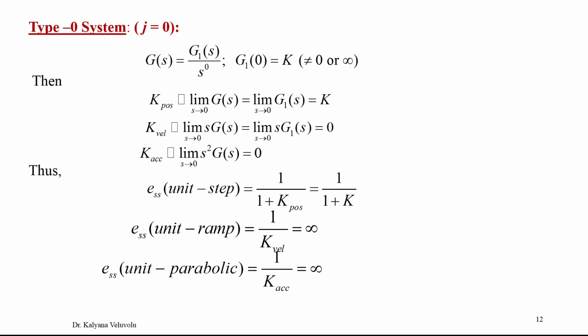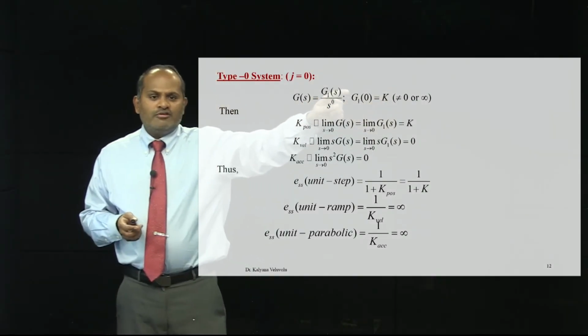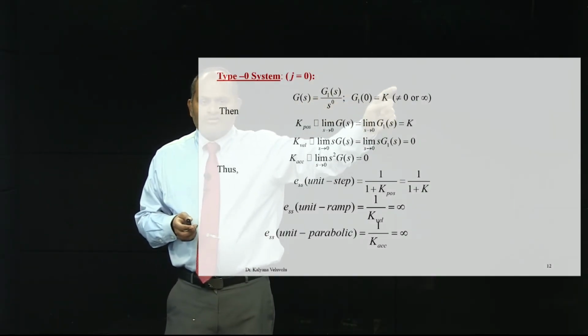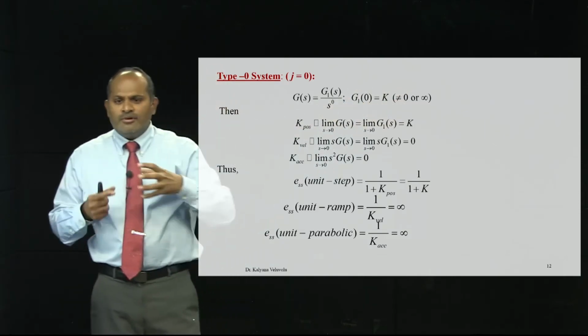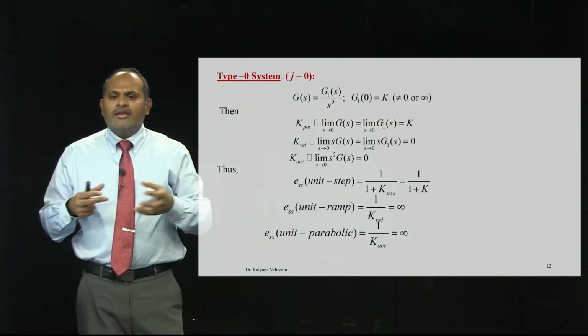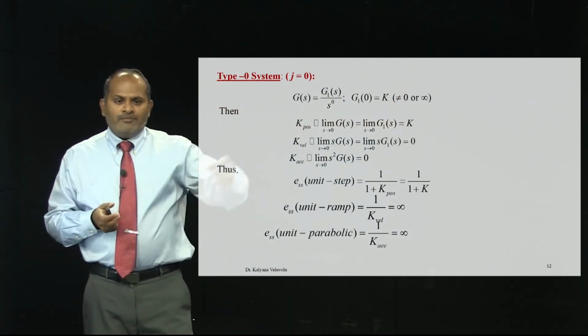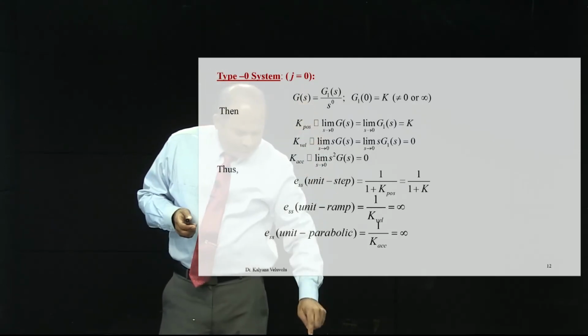So, when you write G(s), you can write G1(s) by s to the power 0, because it is a type 0 system. So, G1(0) will be a constant. If we substitute s equal to 0 in G1, it will be a simple constant term. It cannot be equal to 0 because it does not have any pole at the origin.